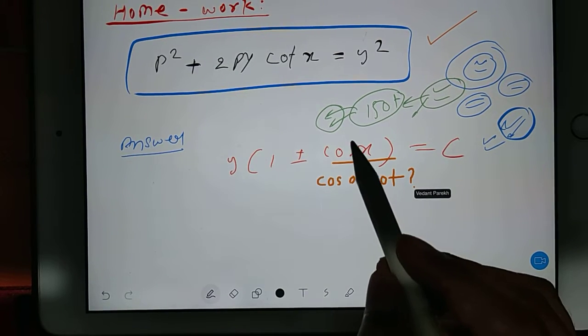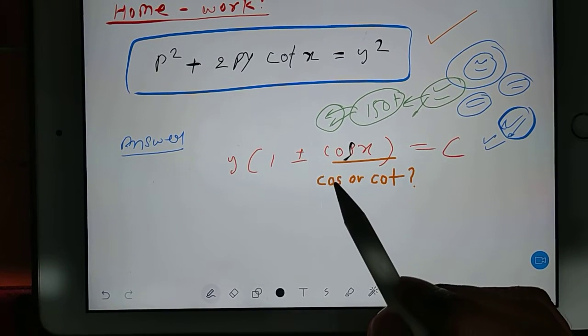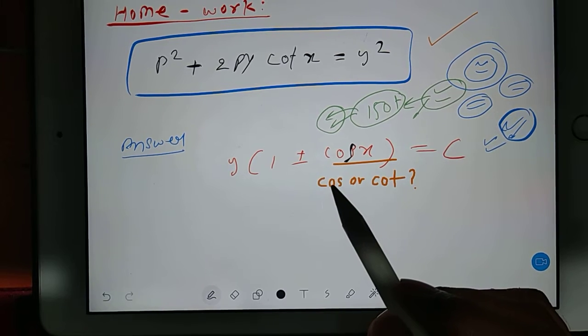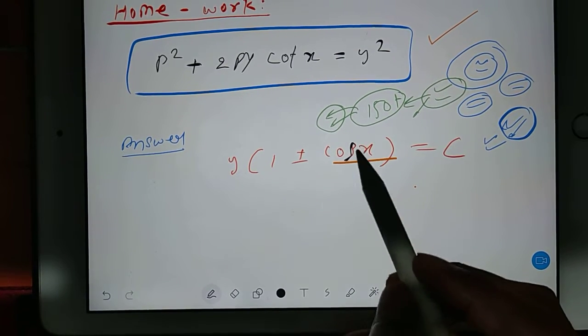No, it is cos. It is cos. In the final answer we are getting cos. This is cos here, cos.